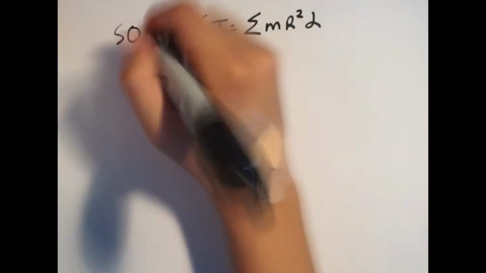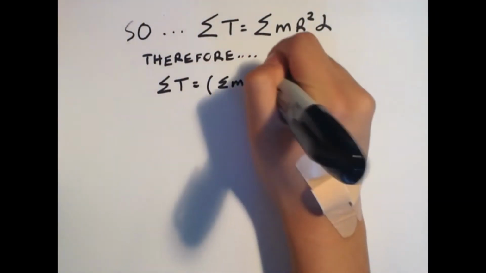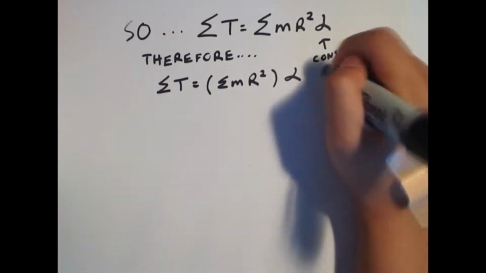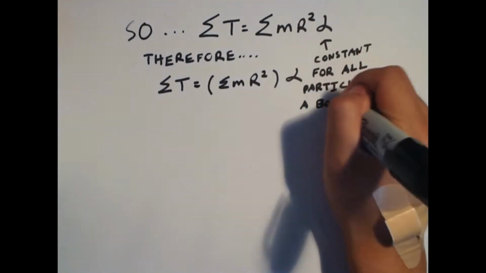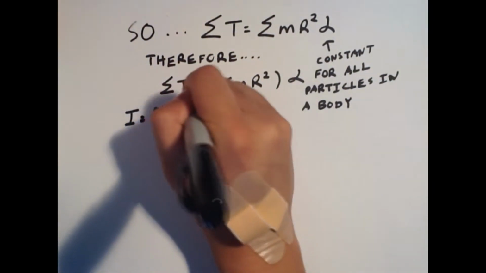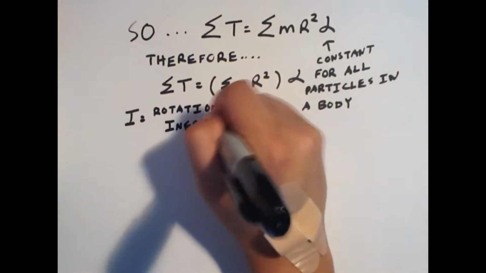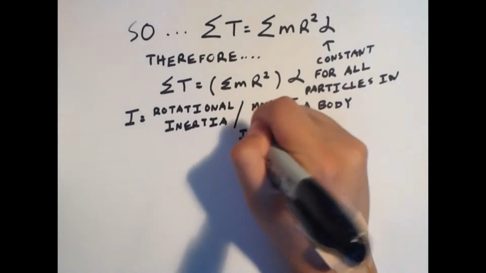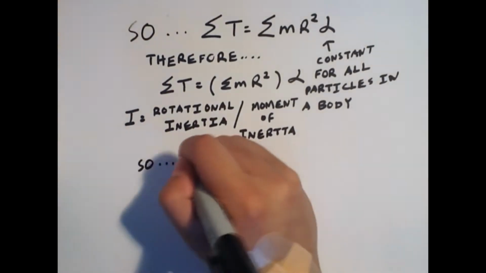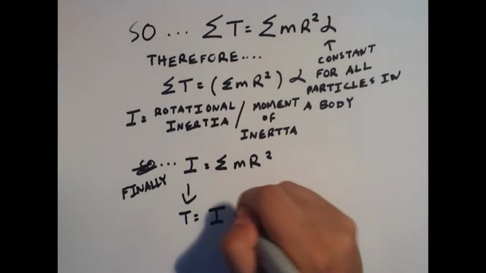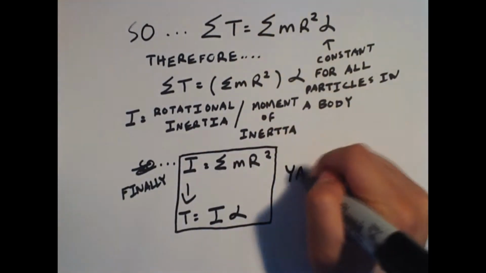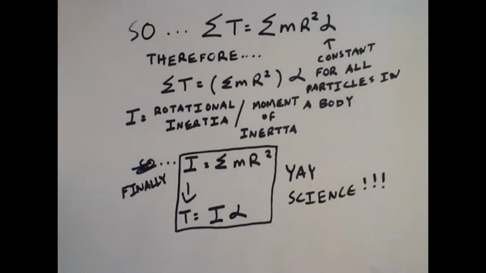Alright, so to recap, we have the sum of torques equals the sum of mass times radius squared times alpha. We can pull out the sum of mass times radius squared part, and I'll go back to that later. The alpha is constant for all particles in a rigid body. And I equals rotational inertia, also known as moment of inertia. With the part we just pulled out, we get I equals the sum of mass times radius squared. And you can also plug that into torque, and you get torque equals I times alpha. From this, we finally see formula-wise what rotational inertia is.